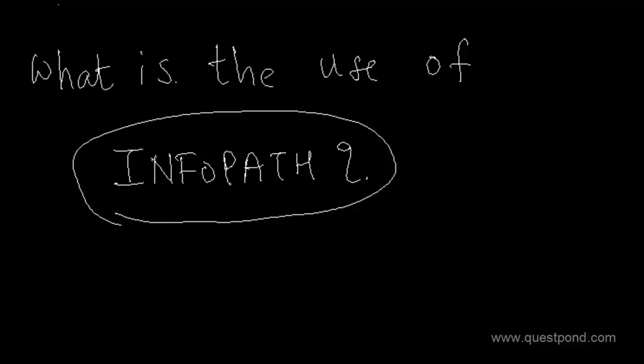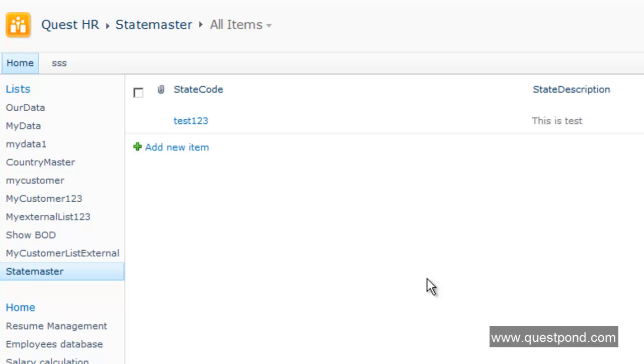So in this video we'll try to create a simple screen by using the InfoPath tool, and we'll try to host that screen on the SharePoint environment. We'll take the same state master list which we talked about in our previous video, for which we created the custom ASP.NET screen, and on this state master list we'll create a custom screen using the InfoPath tool.